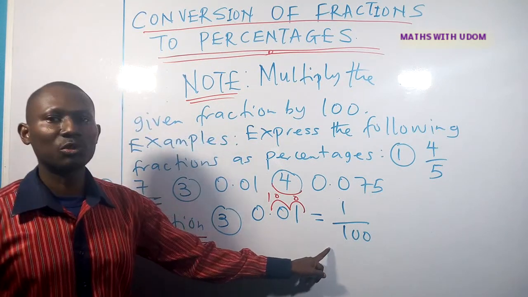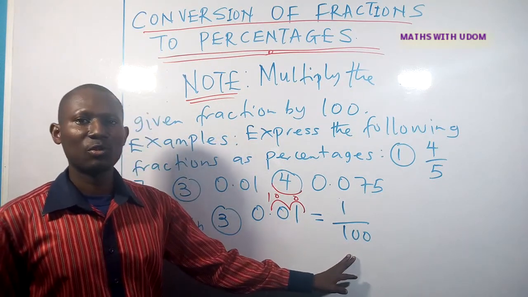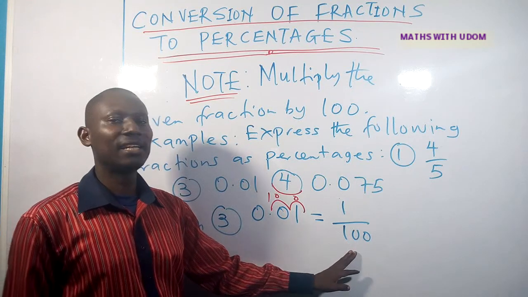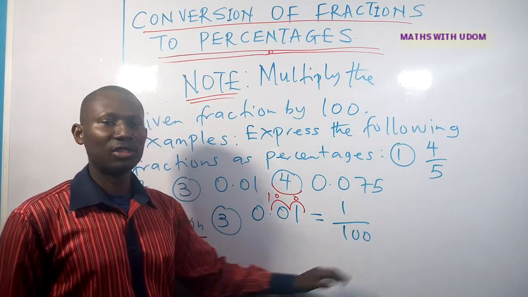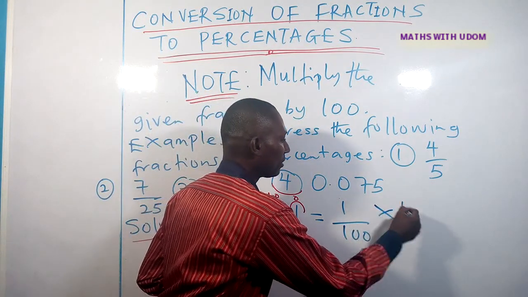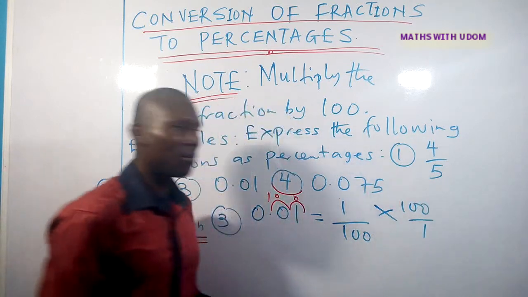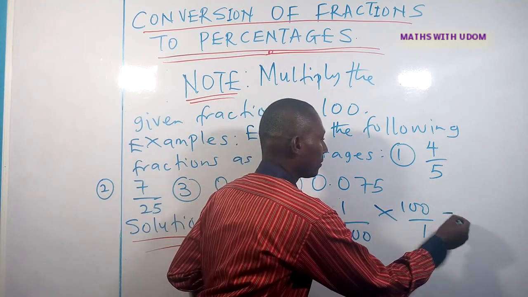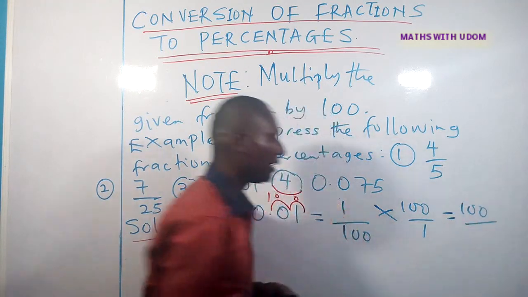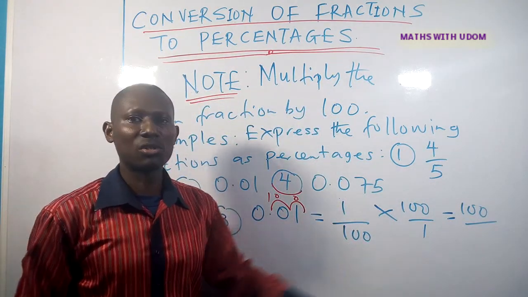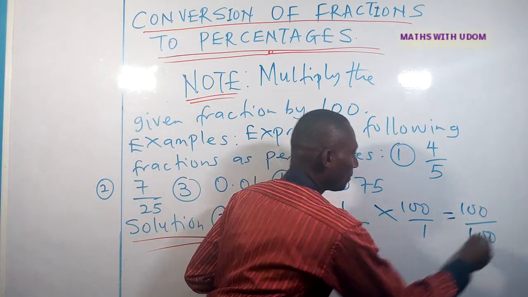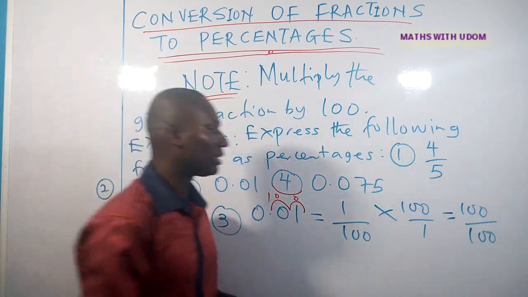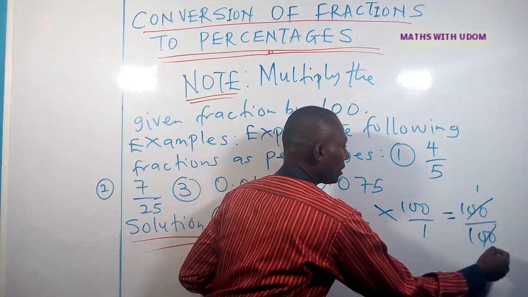So the next thing for us to do to convert this to percentage is to multiply this fraction by 100. So we have times 100 over 1. So we multiply the numerators together. 1 times 100 is 100, divided by 100 times 1 is also 100. So 100 cancels 100. We have 1.